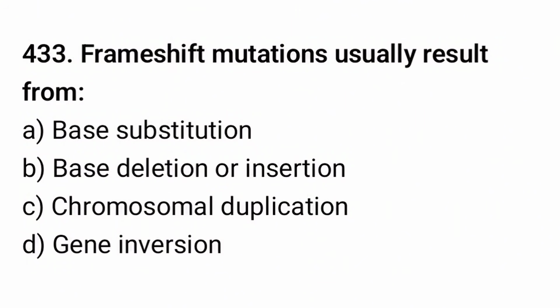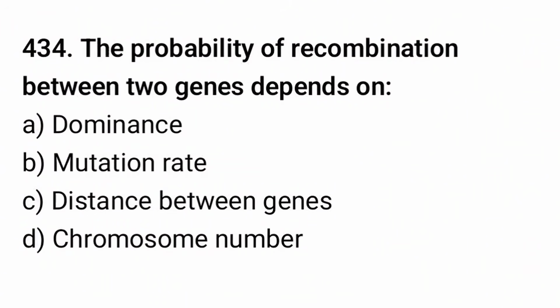Question 433. Frameshift mutations usually result from. Right answer is option B, base deletion or insertion. Question 434. The probability of recombination between two genes depends on. Right answer is option C, distance between genes.